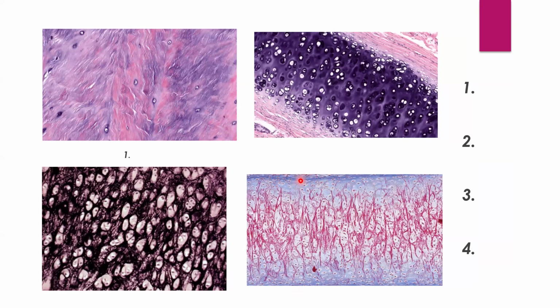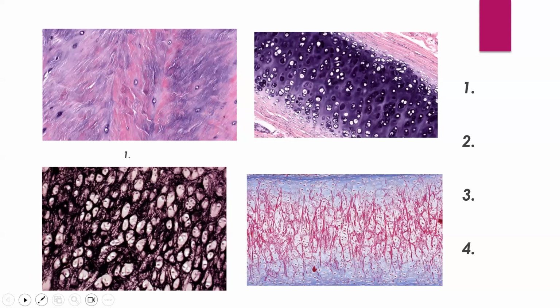Remember, the perichondrium has 2 parts. It has the outer fibrous and the inner cellular component. This is another type of cartilage. So I'll send you the slides so that you can go through them at your own time. But make sure you classify these cartilages into various types of cartilages. So those are the various types of cartilage.